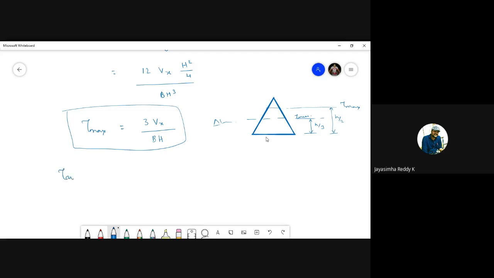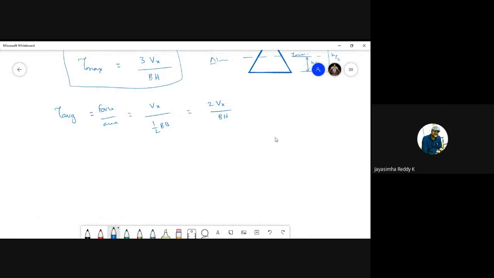So now let us write for tau average, students. What is tau average? Tau average is nothing but force by area. So what is force, students? Vx. Area is half bh, half into base into height. So this can be written as 2 into Vx by bh. I have just moved this 2 to the numerator. Now what will be tau max in terms of tau average? So tau max can be written as, just multiply and divide by 2, 3Vx by bh.